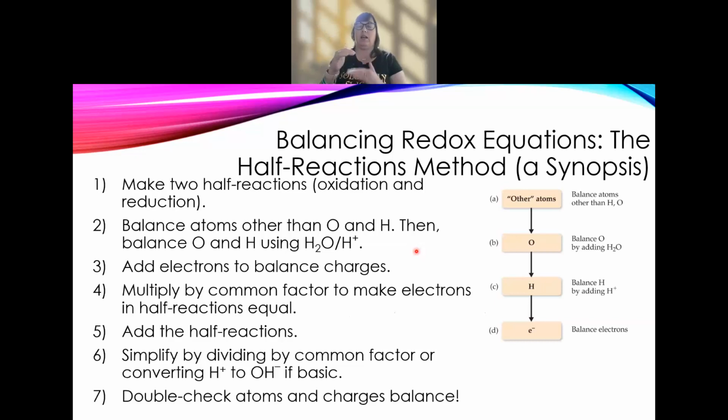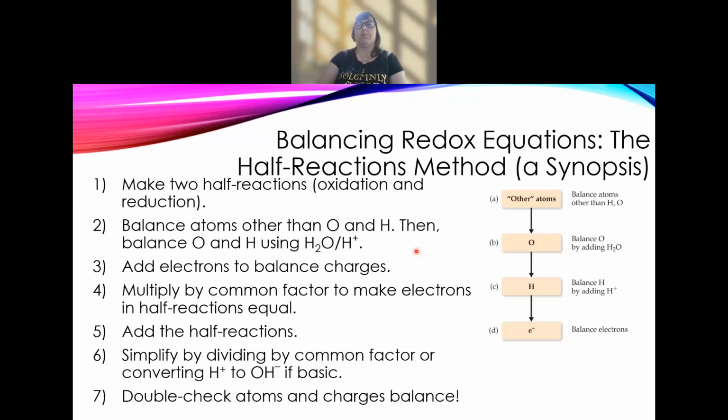So we're going to make two half reactions, similar to what we just saw, the tin and the iron. We're going to balance the atoms other than oxygen and hydrogen. So in the example that we just looked at, we'd be looking at tin and iron, right? Once we've dealt with the tin and the iron, then we're going to have to deal with the oxygen. We deal with the oxygen by adding H2O, okay? So we balance the O there. Then we balance the H by adding H+. Now we have this lovely combination of things that is probably not going to be electrically neutral. So we're going to add electrons to both of those half reactions to balance the charge.